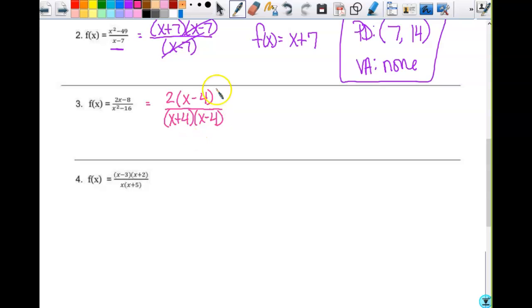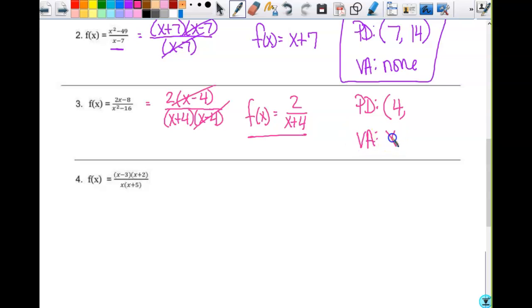And oh, look again, I have matching ones, so I have another point discontinuity. My x value is at 4. My reduced function is 2 over x plus 4. So here's my reduced function. Am I going to have a vertical asymptote? Yes. It's at x equals what? -4. And remember, they are lines, so you always write it as an equation of a line. And then when I find my y value here, this will be 2 over 8. So that's 1/4.